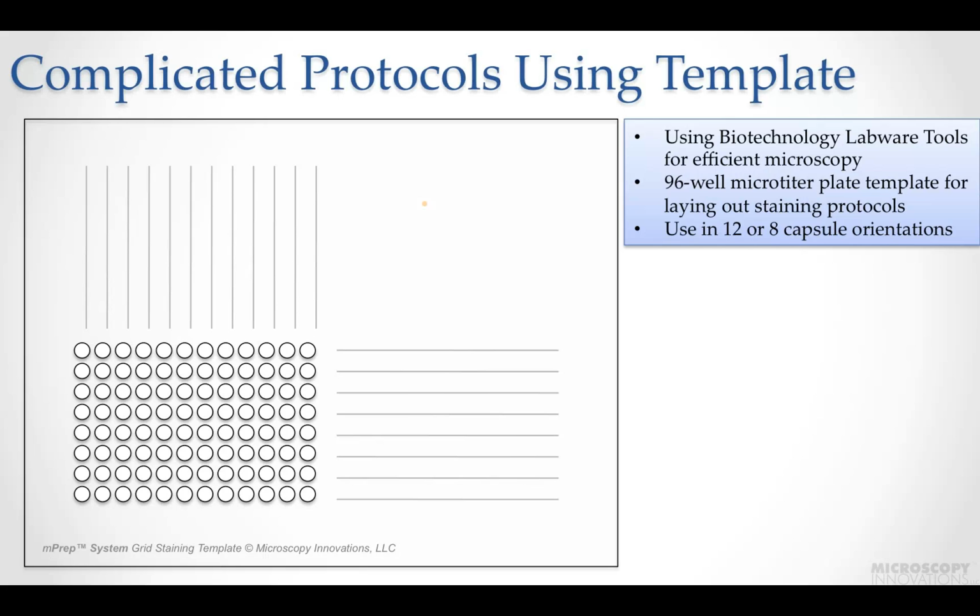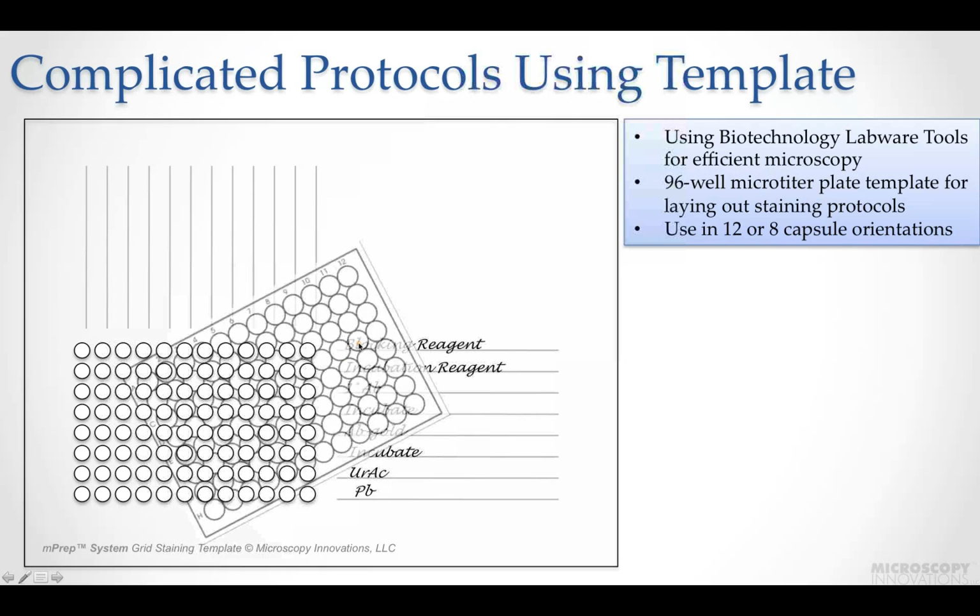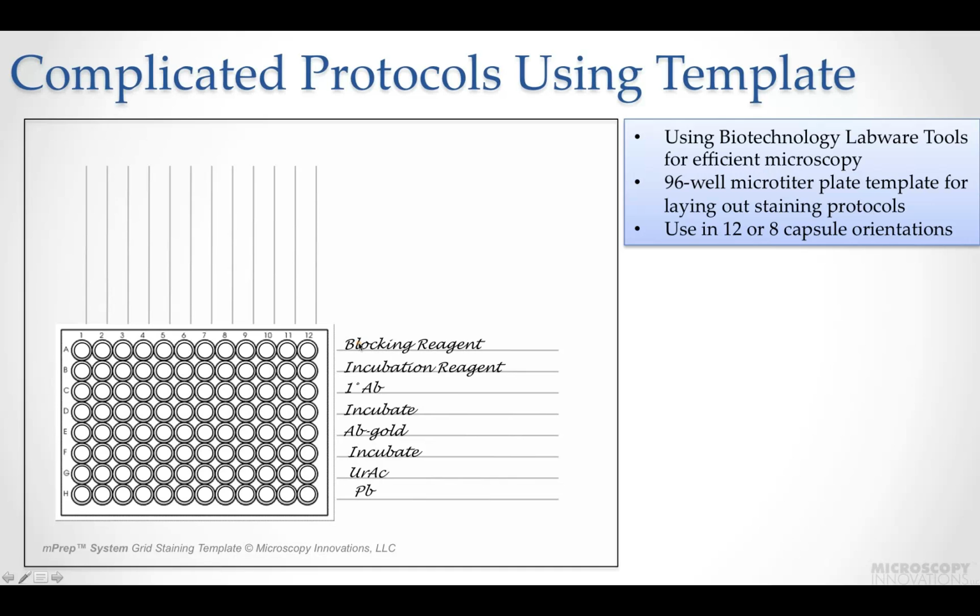So an advantage with the mPrep system is that we can use a template for the processing. So we can use biotechnology labware tools for microscopy. Well, the major tools in this case are the multi-channel pipetter and a 96-well plate. So this paper template looks like a 96-well plate, and one simply downloads this template and fills out the reagents that the samples are going to be treated with, in order, in this case for an immunoprotocol. And then a 96-well plate is placed over the template and then filled with the appropriate reagents.